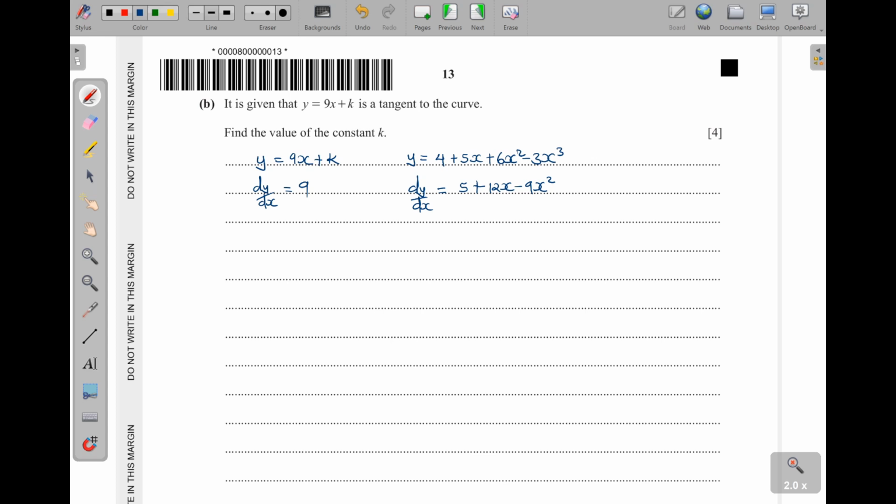Then at the point of intersection, the gradient is the same. The gradient of the tangent is equal to the gradient of the curve.